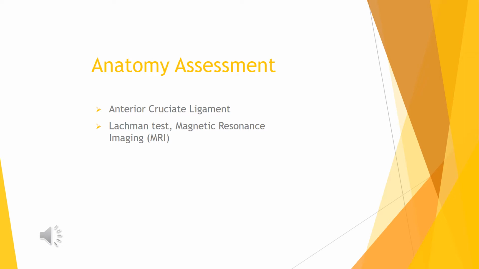What is involved in an ACL tear is the anterior cruciate ligament itself. Some ways to assess if you have torn your anterior cruciate ligament is to do a Lachman test. This test is one that can be done out in the field. The next thing that you would want to do after the Lachman test is to have a magnetic resonance imaging, known as an MRI.